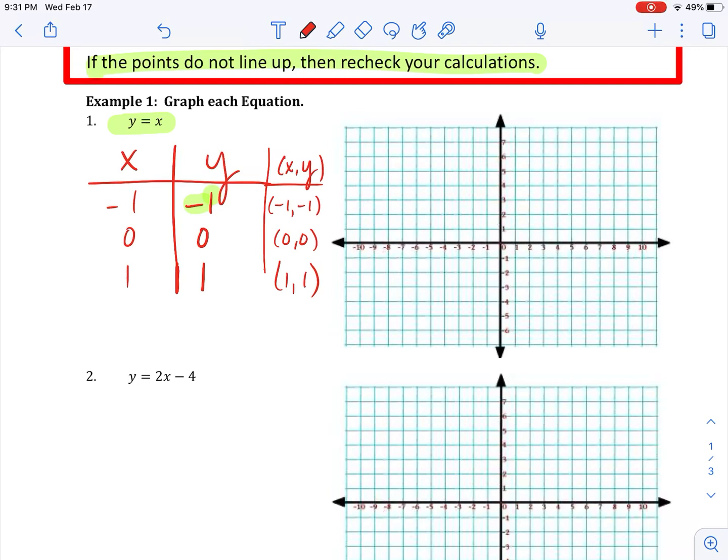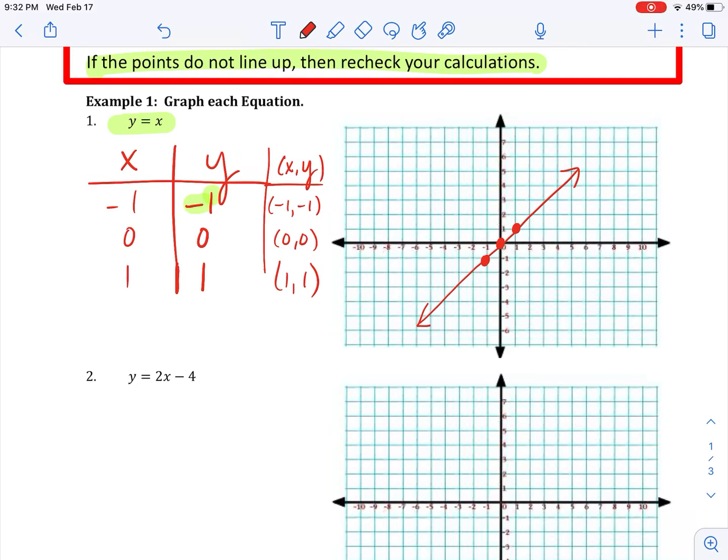But if we plot those, we're going to go -1, -1, which is going to be down here. We're going to go 0, 0, which is at our origin. And we're going to go 1, 1, which is up there in that first quadrant. If we connect the dots, sometimes hard to do with a straight line, but there we go. Make a straight line. And please don't forget your arrowheads because, like I said, I will take off half a point if you don't have your arrowheads.